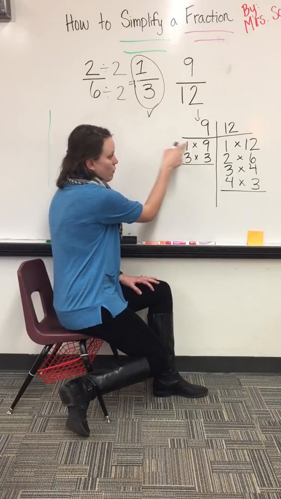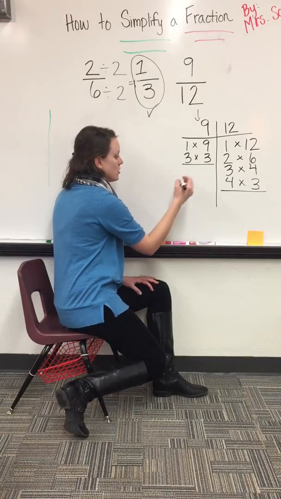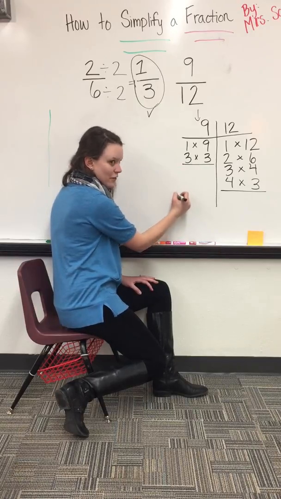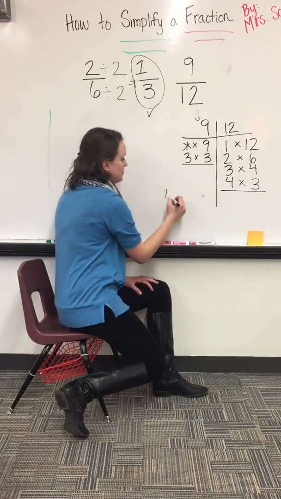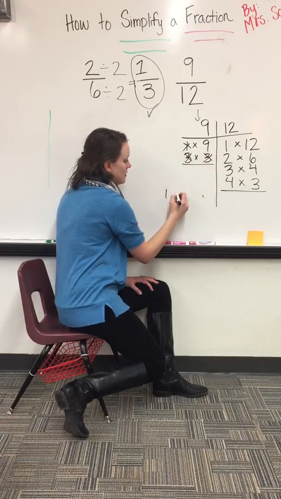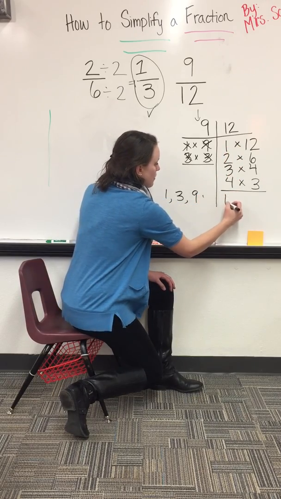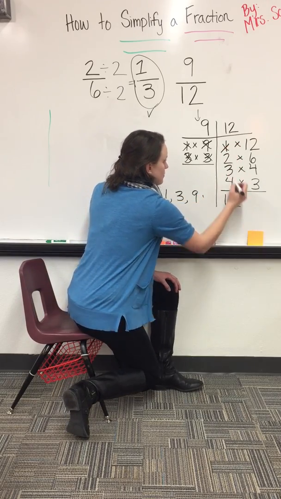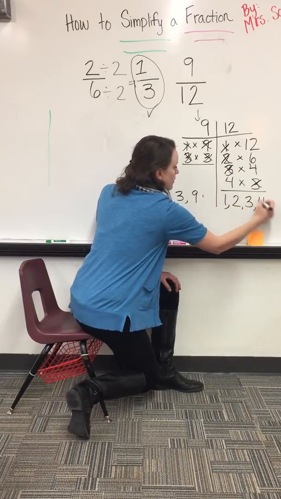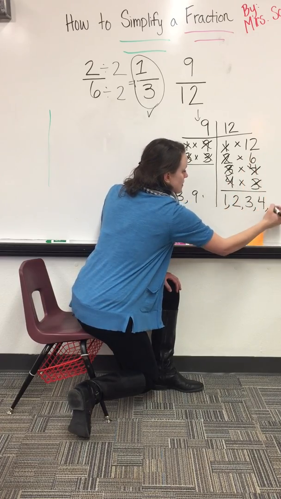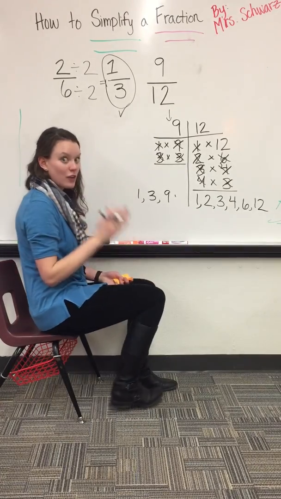Now remember, it's important to start with 1 so you can make sure not to skip anything. Now we're going to list these factors in order from least to greatest. I'm going to ask my cameraman, can you still see me if I'm writing down here? Yes, I can. So 1 is the least on this side, followed by 3, and we really only need to list it once, and then 9 is the greatest. On this side, it's going to start with 1, 2, 3, 4, 6, and then 12.